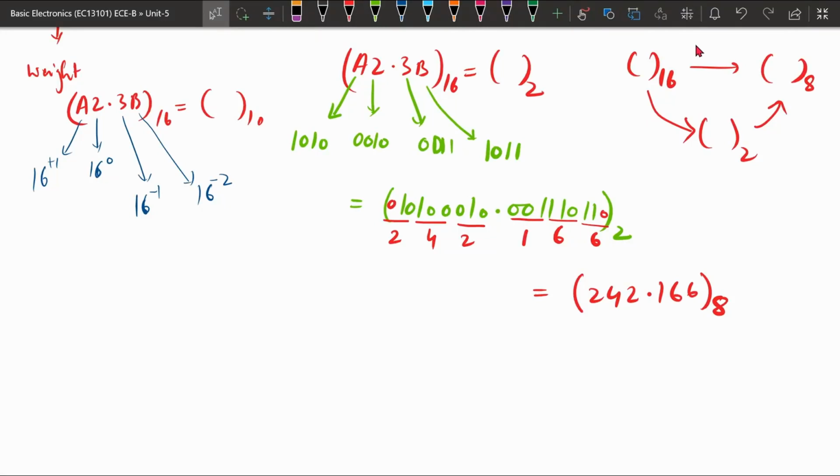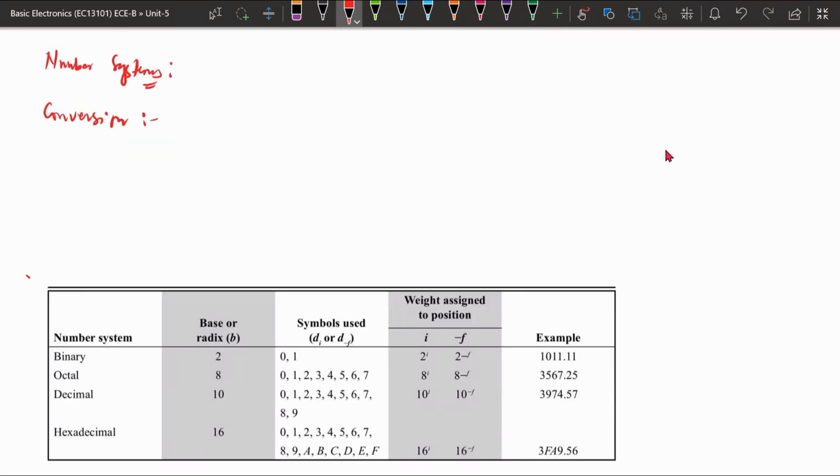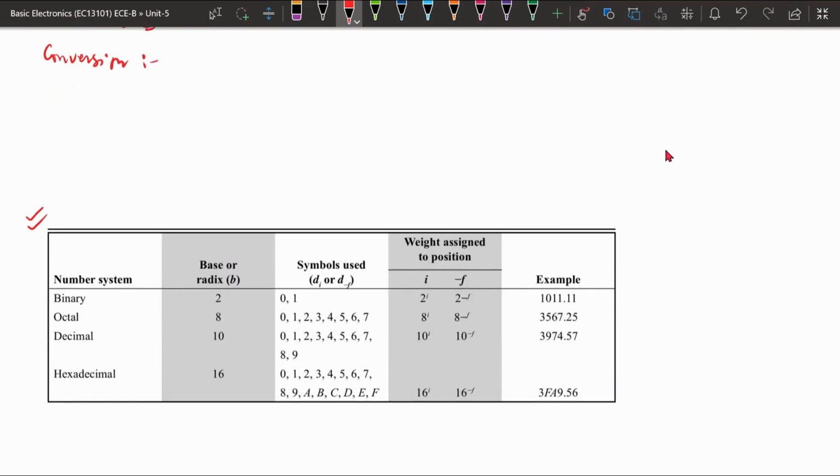So in the previous class, we have gone through the basics of different number systems: decimal, binary, octal, and hexadecimal. We have seen the conversion between each other as well. This is the summary of what we have seen. The different number systems are binary, octal, decimal, and hexadecimal, with different radix or base: 2, 8, 10, and 16. And the digits available with each number system, and their weights.